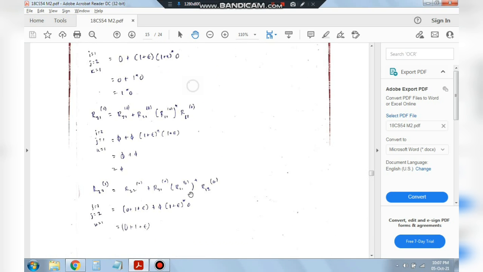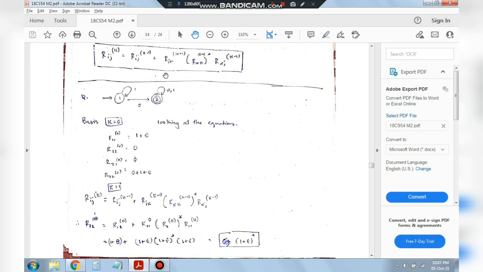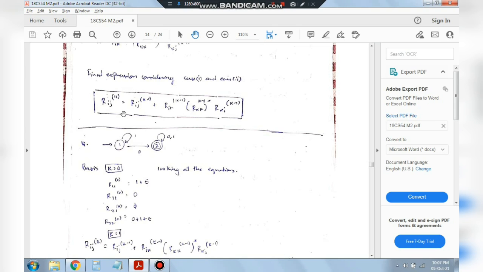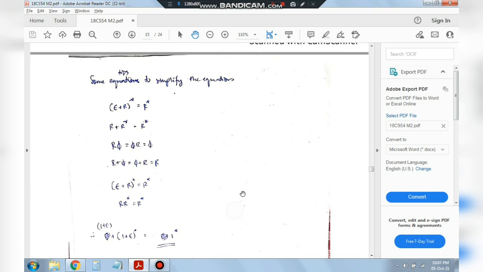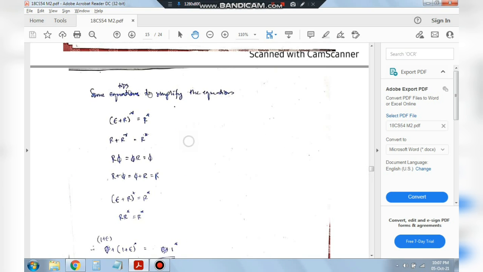What is the formula of the final regular expression? This is the formula which we studied now: R of ij raised to k is equal to this formula. I is 1, j is 2, and k is 1, I guess. Okay, so this is given here, it's 1 only, and by using these values of k, sorry, it's 2, because we have 2 intermediate states in the second equation. By using this one, we'll simplify the expressions which we got here.